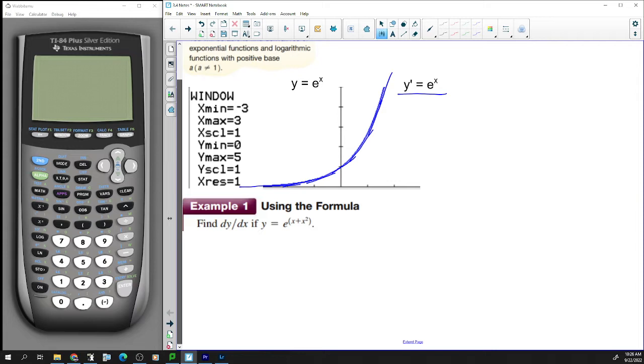So in example 1, we really like taking the derivative of e to the x. Using the formula, find the derivative of this: dy/dx is equal to e to the x plus x squared. It's the same thing, except you always have to worry about the chain rule. So then times 1 plus 2x. Now that doesn't have anything to do with e to the x, it just happens to be the inside function. So that's the derivative of that one.